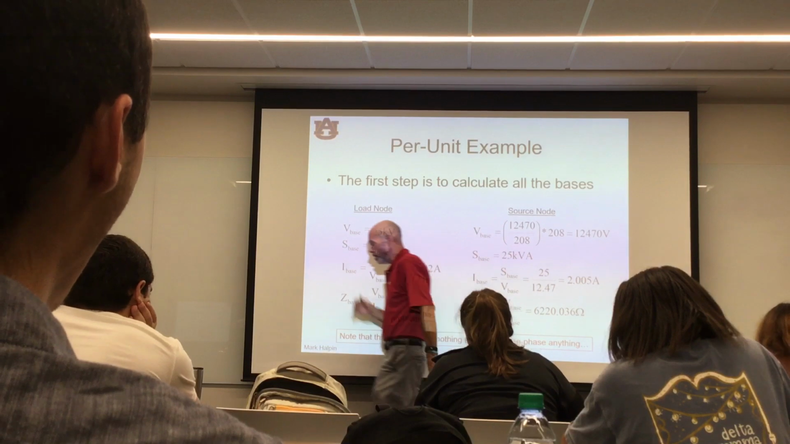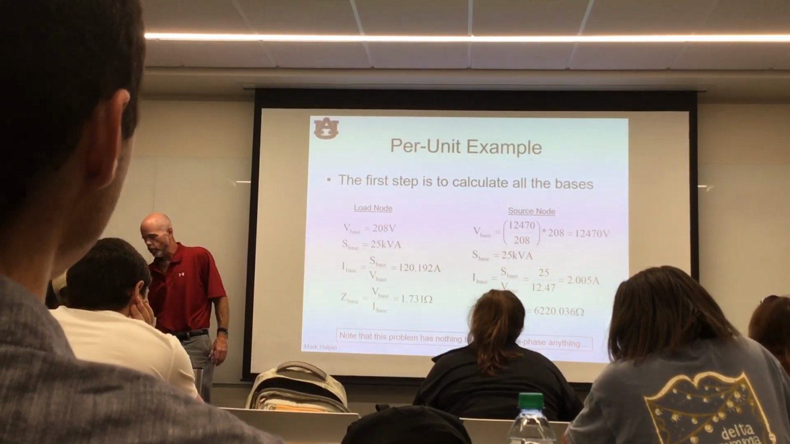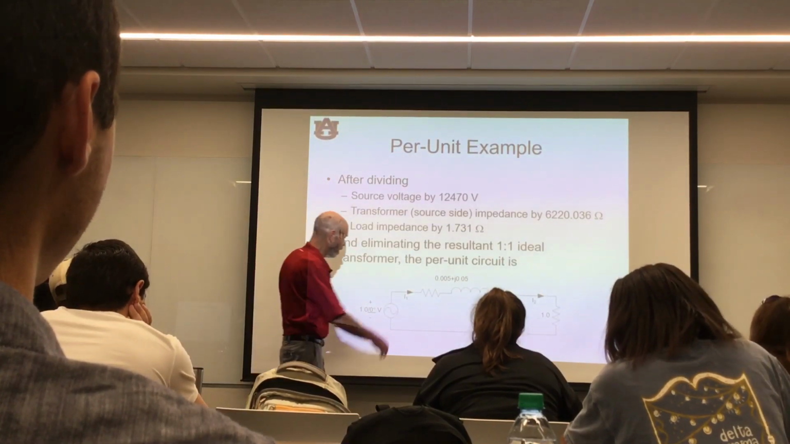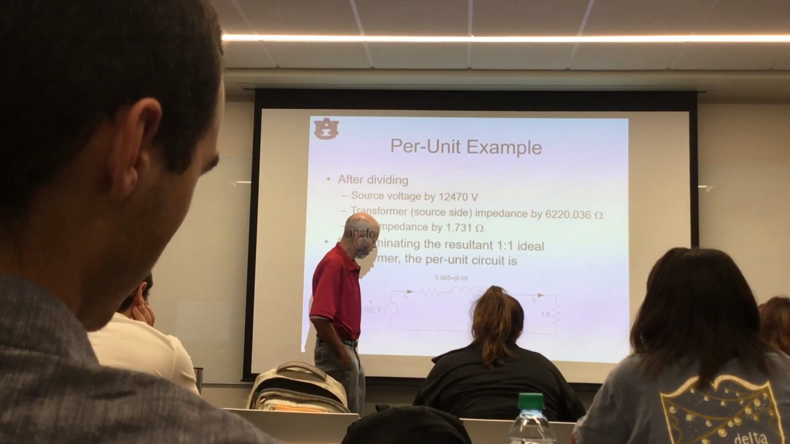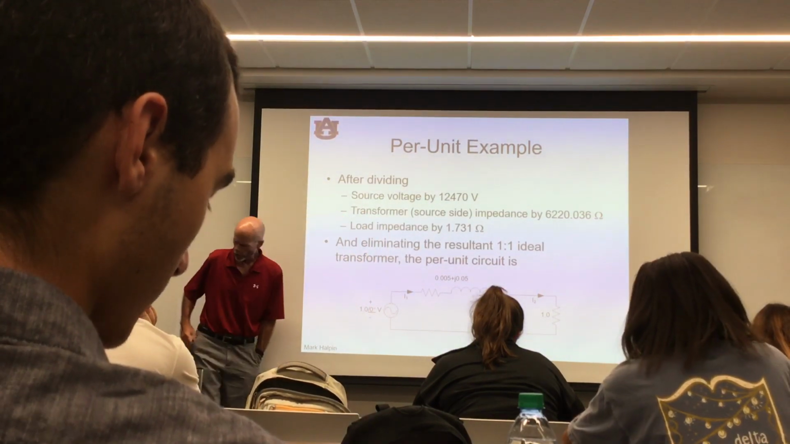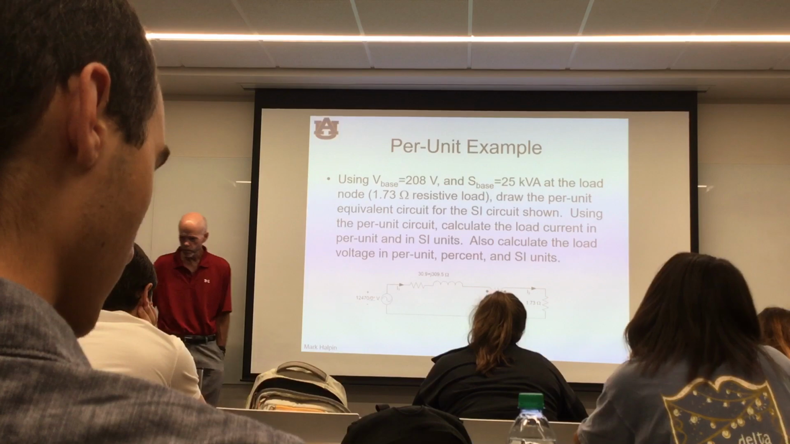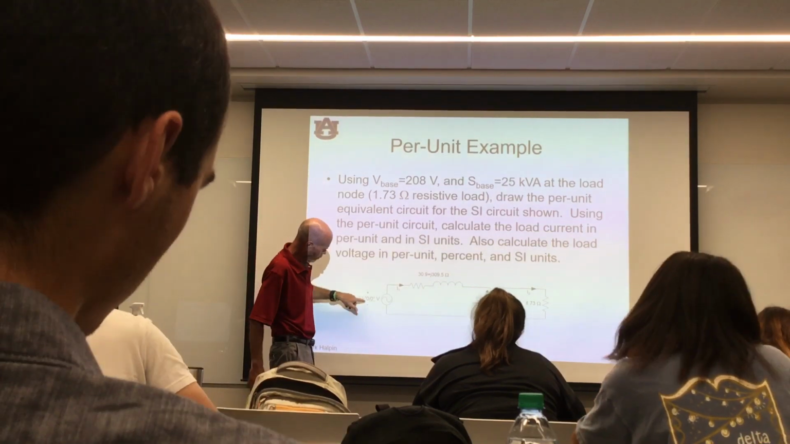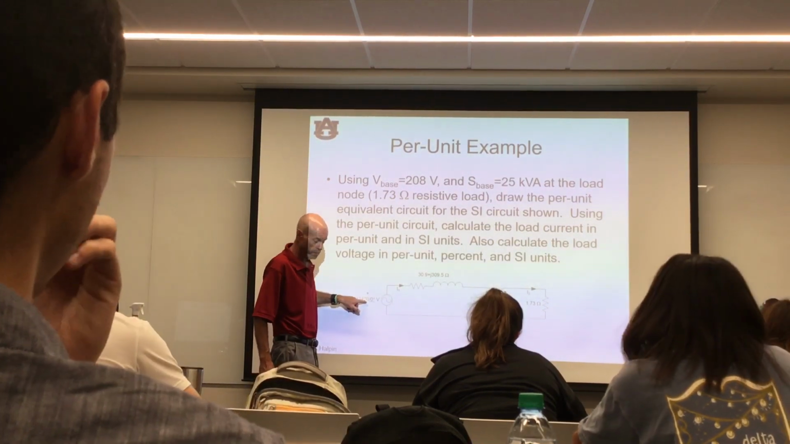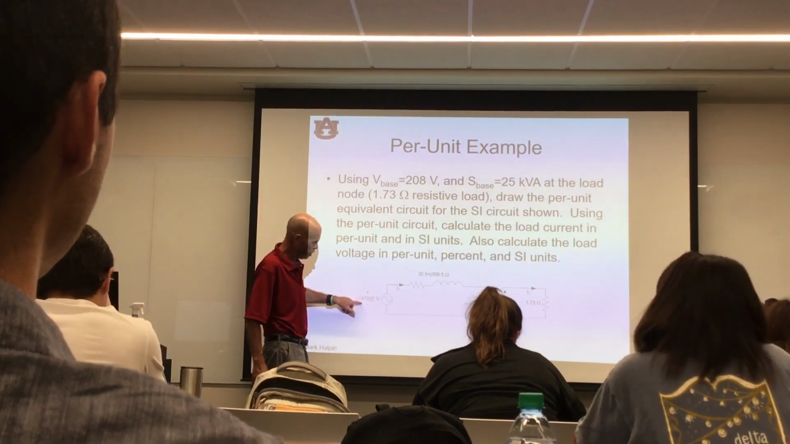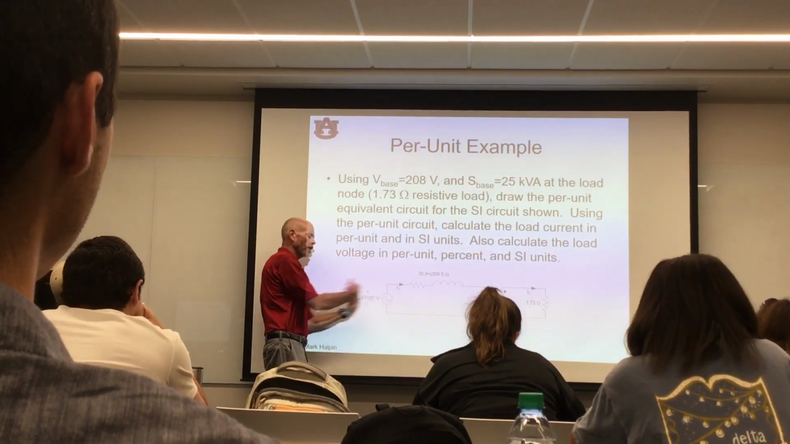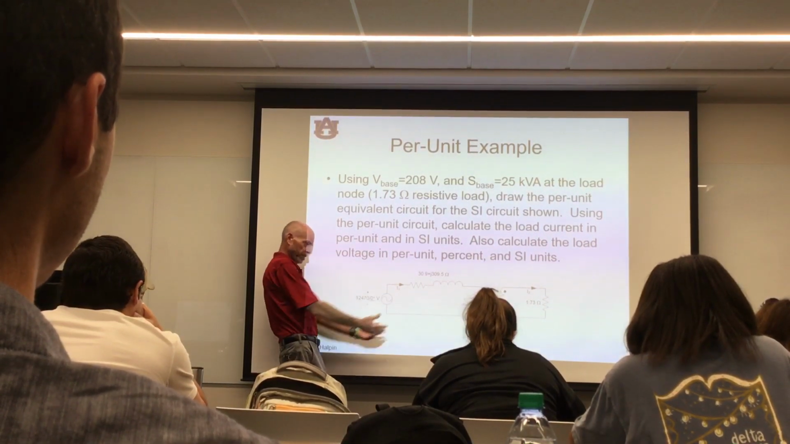Now that we've got all those bases done, we can convert the circuit over into per unit by just dividing everything by the proper base. Now, one thing I want to talk about here a minute. Look at this. This is a complex number. It's a voltage, it's a complex number. It's on this side, so we have to use the bases on this side.